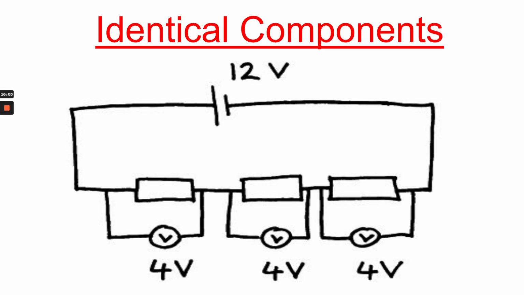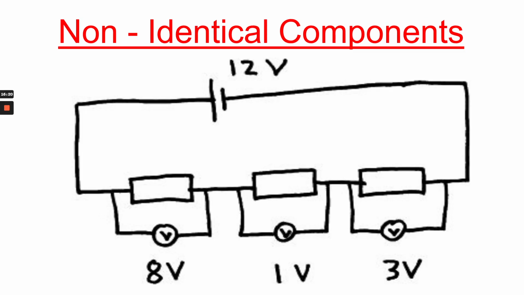Here we have a 12-volt battery. And if you notice, the voltmeters are in parallel, and these are identical components. The way I know they are identical is that they each get an equal share of the potential difference. 12 divided by 3 is 4. With non-identical components, they will get different potential differences, but they all will add up to 12. 8 plus 1 plus 3 is 12.